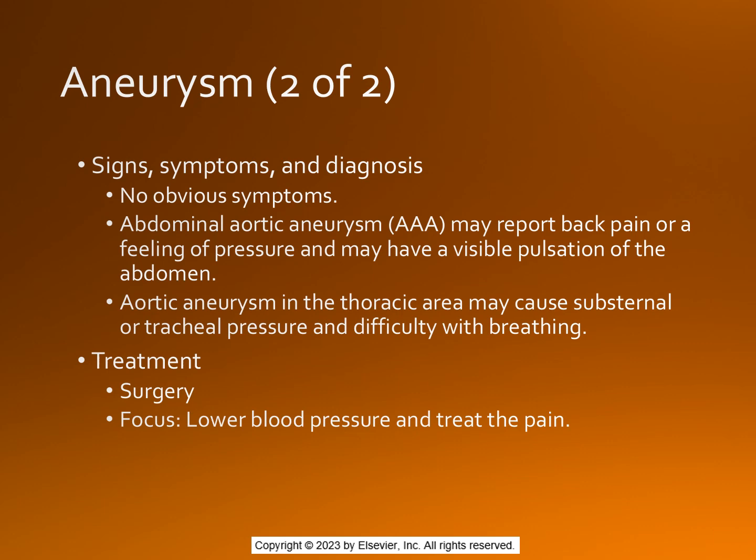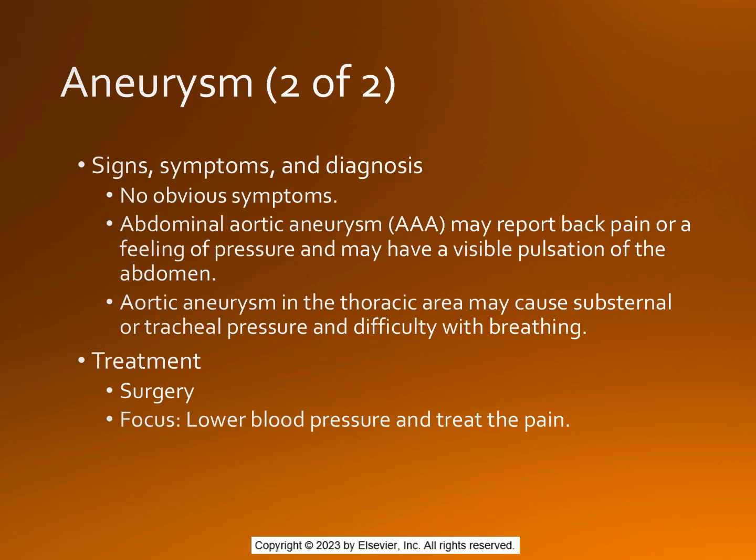AAA rupture is a medical emergency. About 65% of patients with a ruptured AAA will die before they reach the hospital. Aortic dissection will usually cause abrupt, excruciating pain. This pain will then radiate to the back, chest, and abdomen or the extremities. If an aortic aneurysm is detected early, it can typically be surgically repaired before it dissects or ruptures.